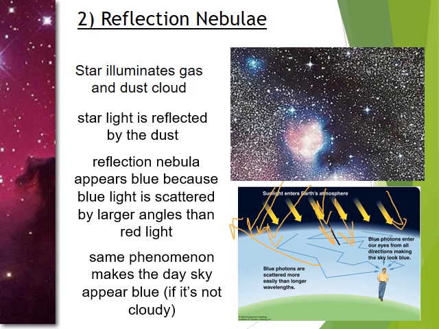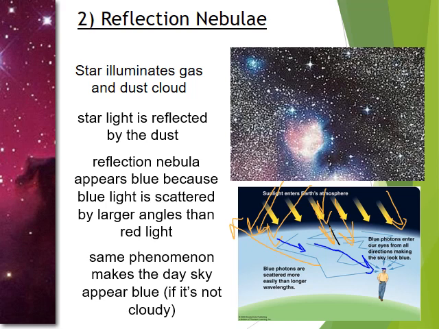And the air molecules tend to scatter blue better than they scatter red. And so of that light that's coming in, blue gets scattered in all directions better than the red. And so instead of seeing nothing when you look off in this direction, you see blue light coming into your eyes. That's why the sky appears blue.